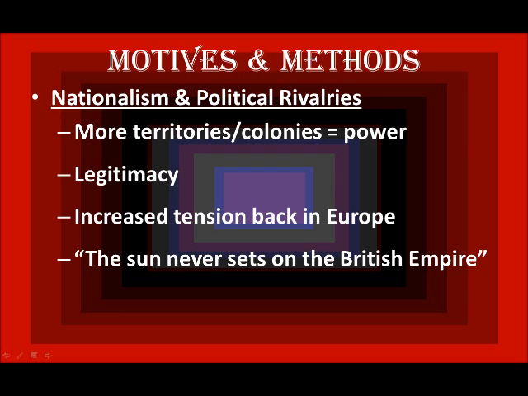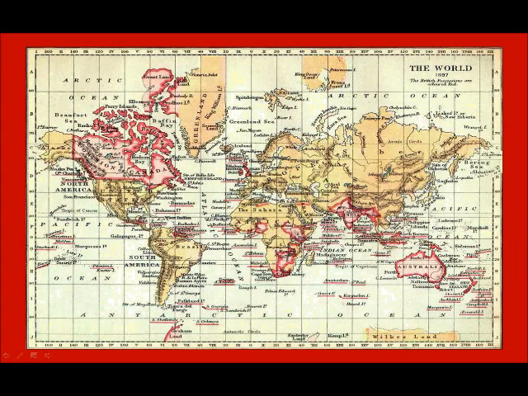Literally, they're saying no matter where you are on the globe, or no matter what time of day, the sun is shining on British property. Here you see everything in pink or red belongs to Britain as of 1897. In every single time zone, Great Britain holds territory.